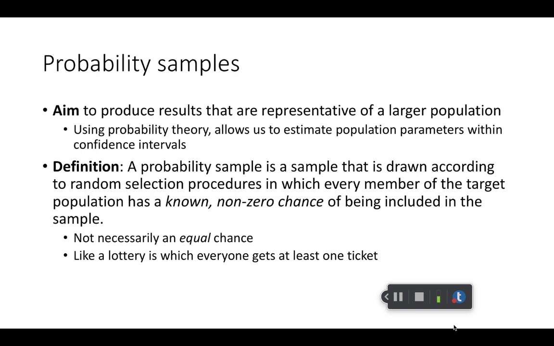You can think of this like a lottery in which everyone gets at least one ticket. Every member of the target population gets at least one chance to be included in the sample. Some people get more than one ticket, so the chance is not the same for everybody, but everybody has some chance.